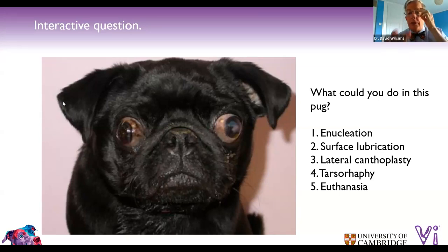So just to go back to the question for a moment, the surface lubrication for sure is needed. The tarsorrhaphy, I don't actually think so. A tarsorrhaphy for me is closing the lids completely, but from a medial perspective, if you're doing a medial lateral tarsorrhaphy, that's basically what the lateral canthoplasty is.